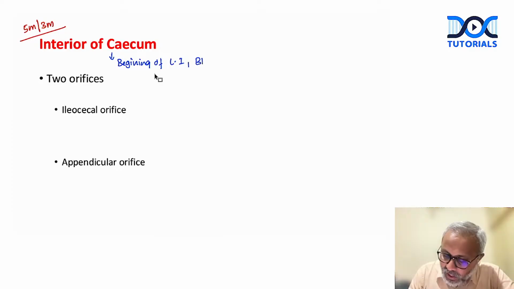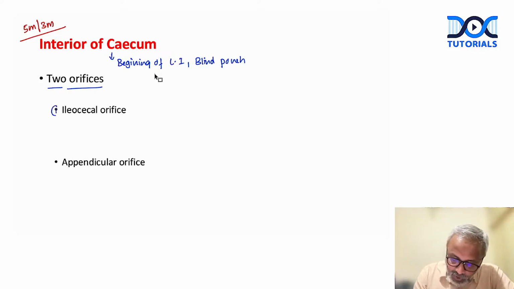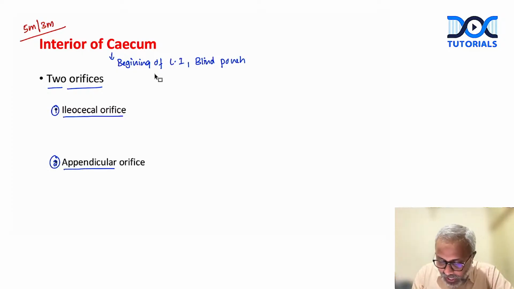It is a blind pouch, right? Now, why is it called cecum? The literal meaning of cecum is blind. It is closed at one end and open at the other. That is why we call it cecum. Just one line of definition. But the interior of the cecum presents 2 important orifices. What are these? The first orifice is called the ileocecal orifice. The second orifice is called the appendicular orifice, right?